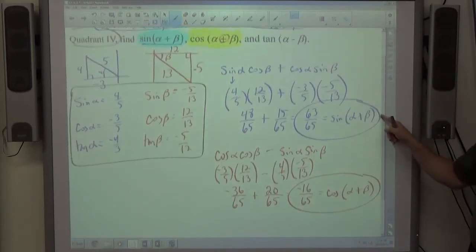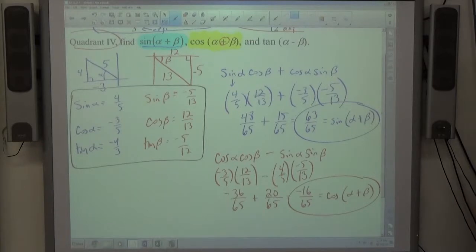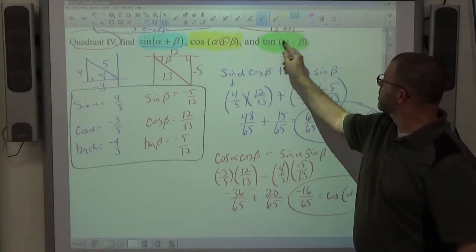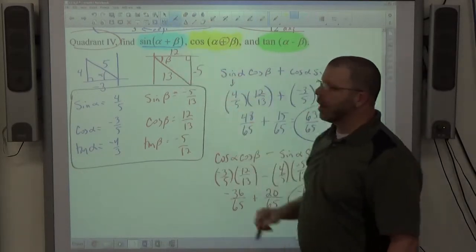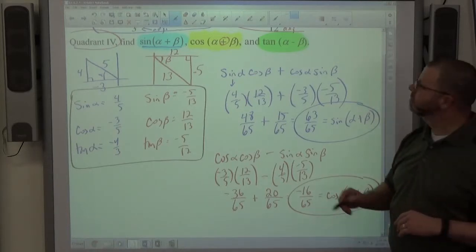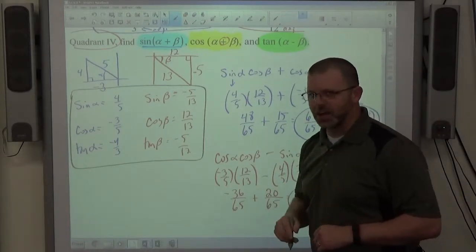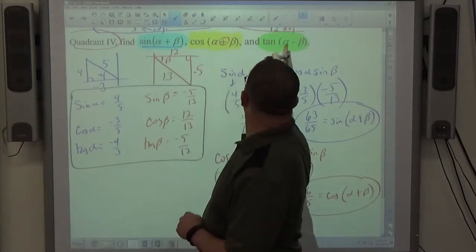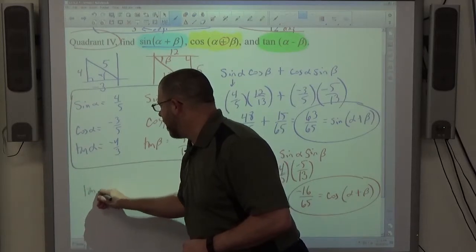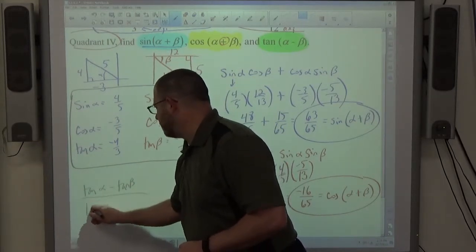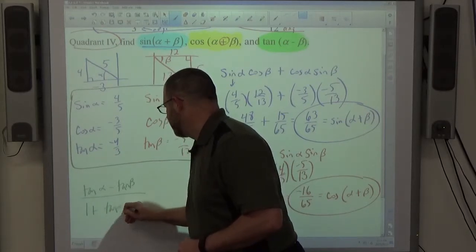And the final thing they asked me for is tangent of alpha minus beta. Alright, so if I look at number 34 on my sheet, I think it's 34, right? Tangent of x plus or minus y, 34? Sounds good. It's not somewhere near 34. Tangent of alpha plus beta is going to be, or sorry, alpha minus beta is going to be tangent of alpha minus tangent of beta over 1 plus tangent of alpha tangent of beta.